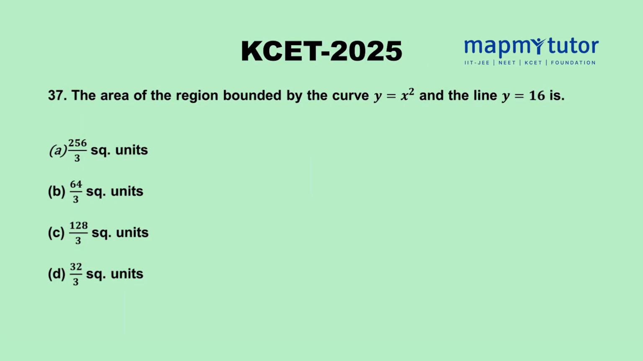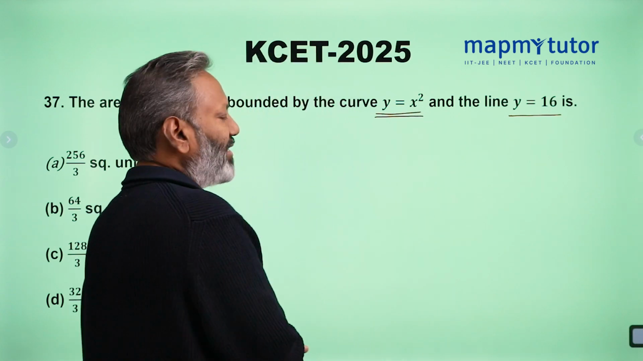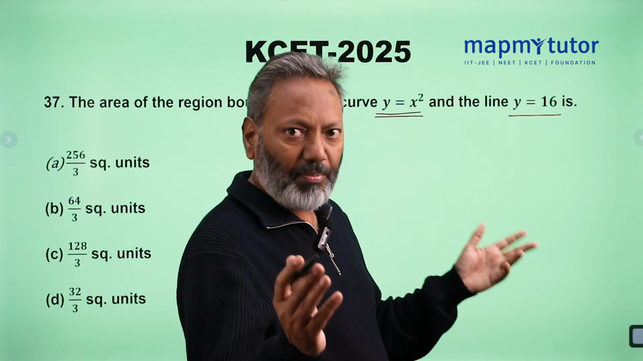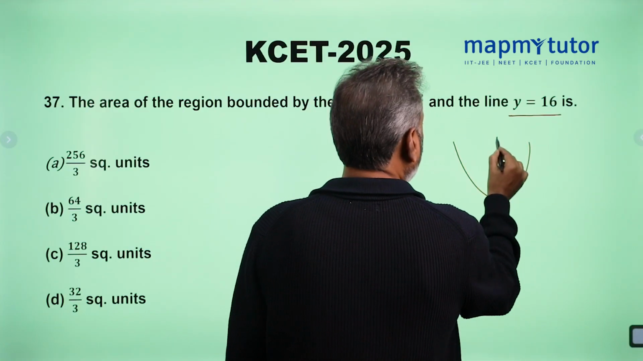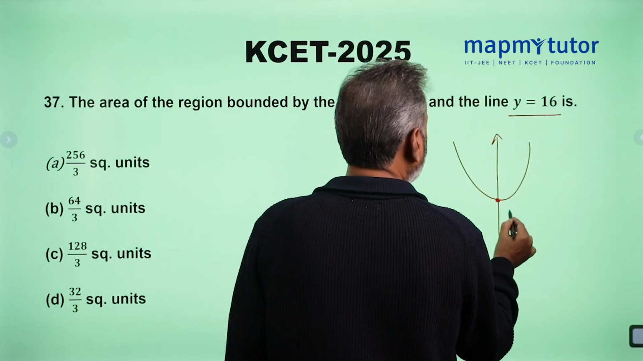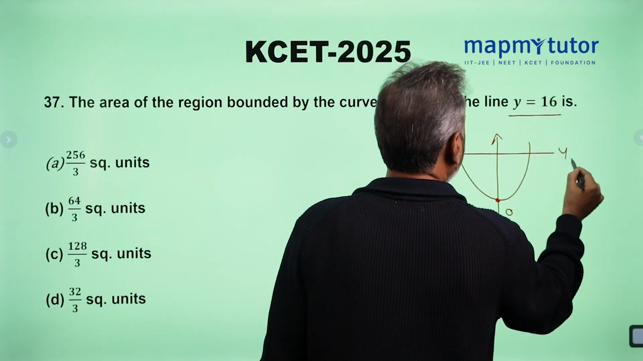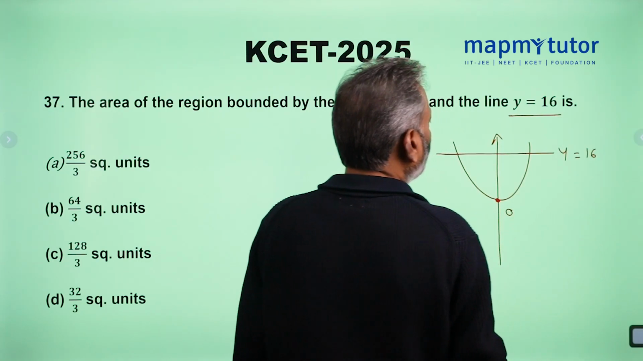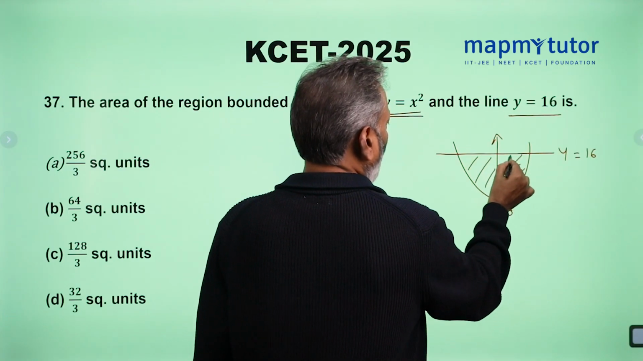Here is another question from areas. The area of the region bounded by y is equal to x square and the line y is equal to 16. What do you understand by this equation? Y is equal to x square? Yes, parabola. It is a vertical parabola. Okay? Like this. And of course, the vertex is at origin. And y is equal to 16 is some horizontal line. This is y is equal to 16. And here is the entire area we have to calculate.